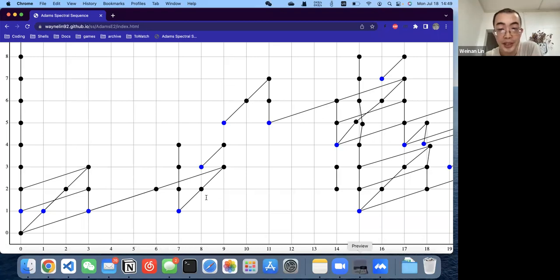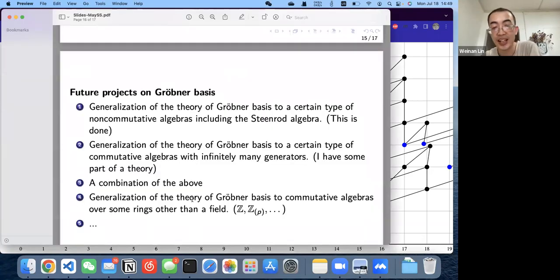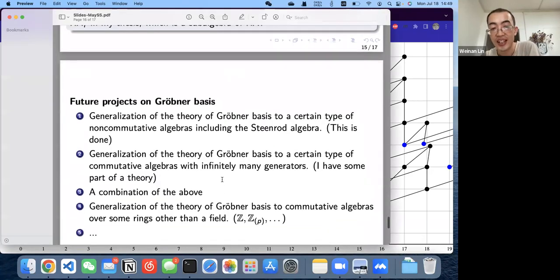and infinitely many relations, but as humans, we can kind of understand it. Currently, the framework for the Gröbner basis does not work for that, because the current theory requires that the algebra be finitely generated. So I want the generalization to infinite generators, and of course it cannot be all algebras with infinitely many generators. I need certain restrictions.